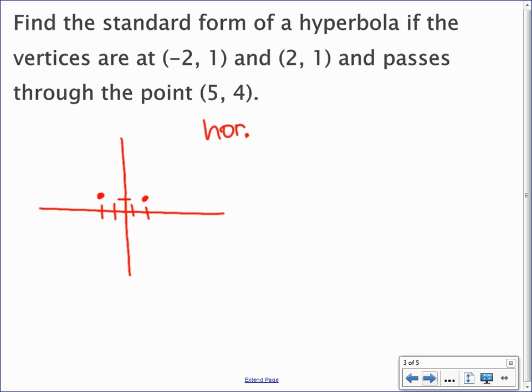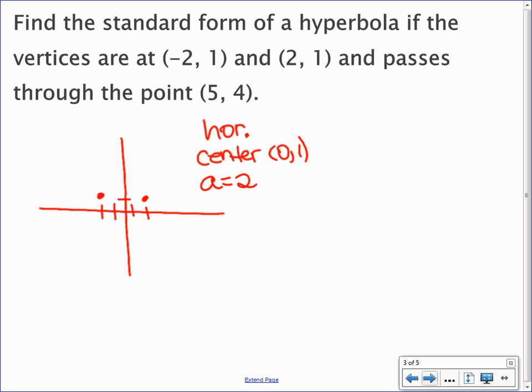Where is the center? Our center needs to be in between those vertices. So in this case, 0, 1. And we know, okay, what else do we know from the picture? A is 2.